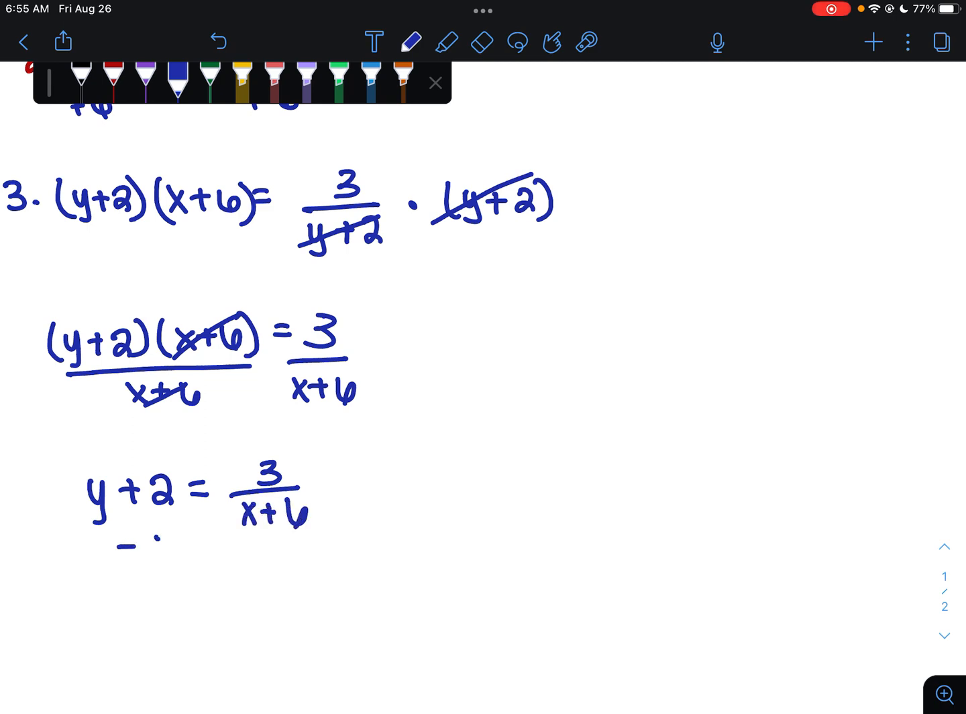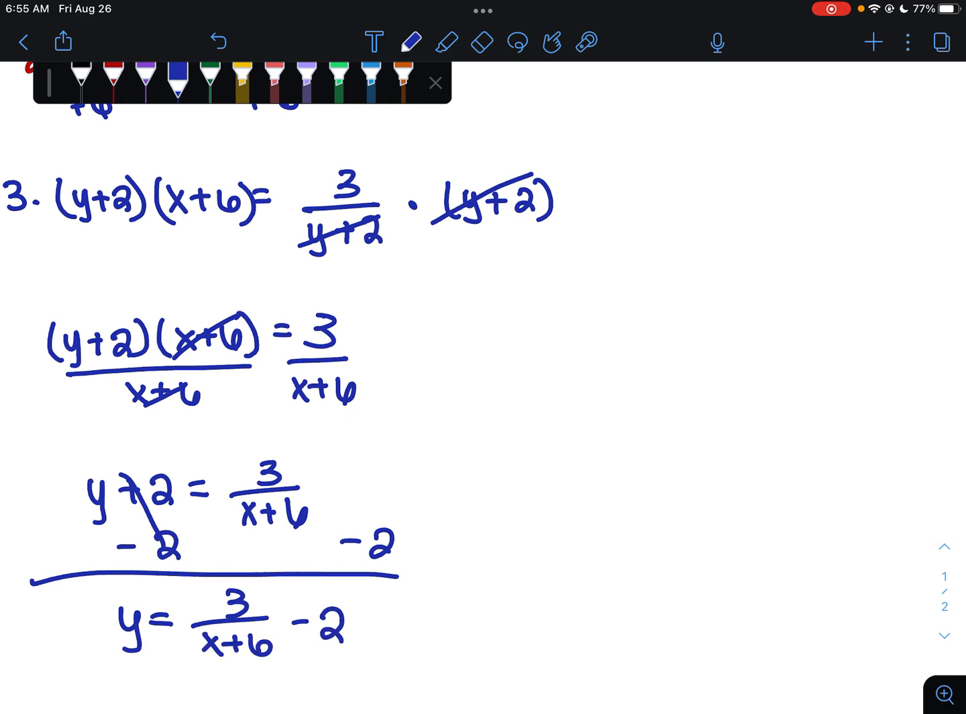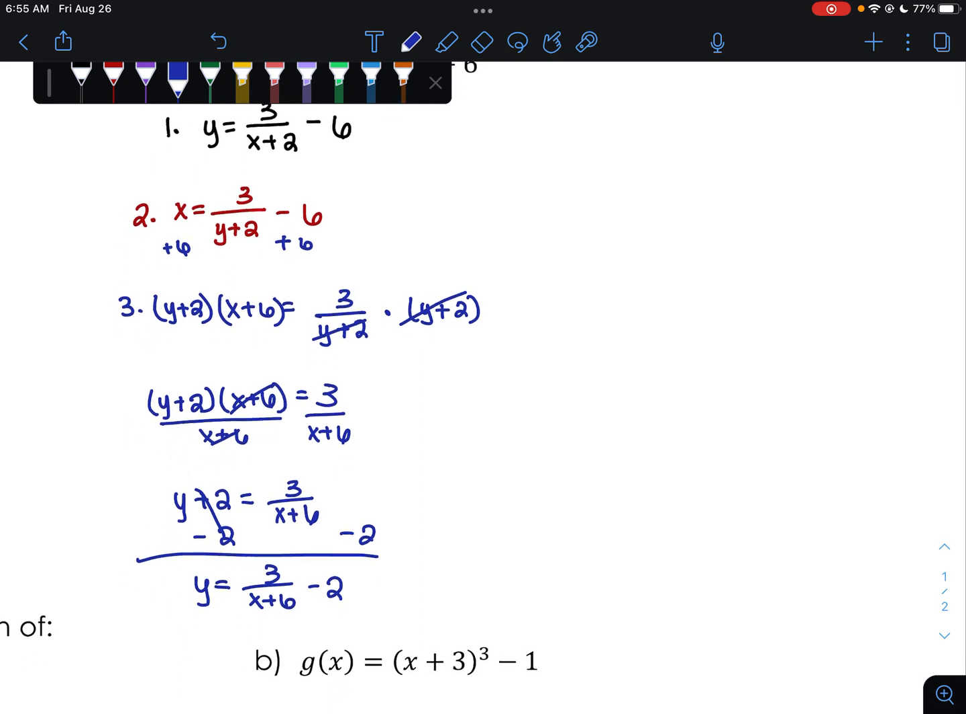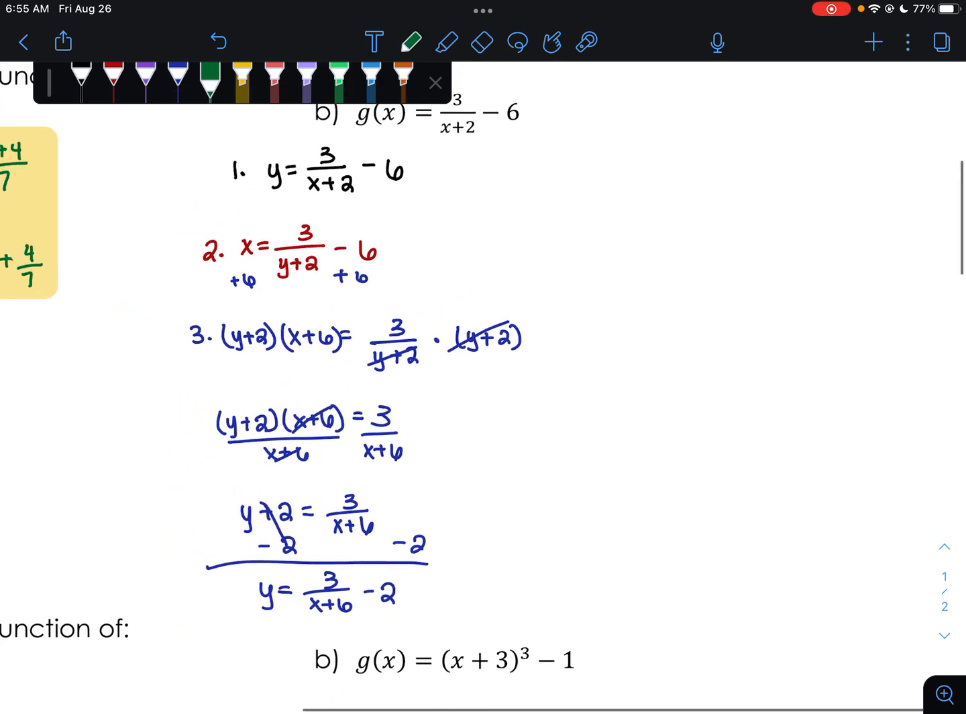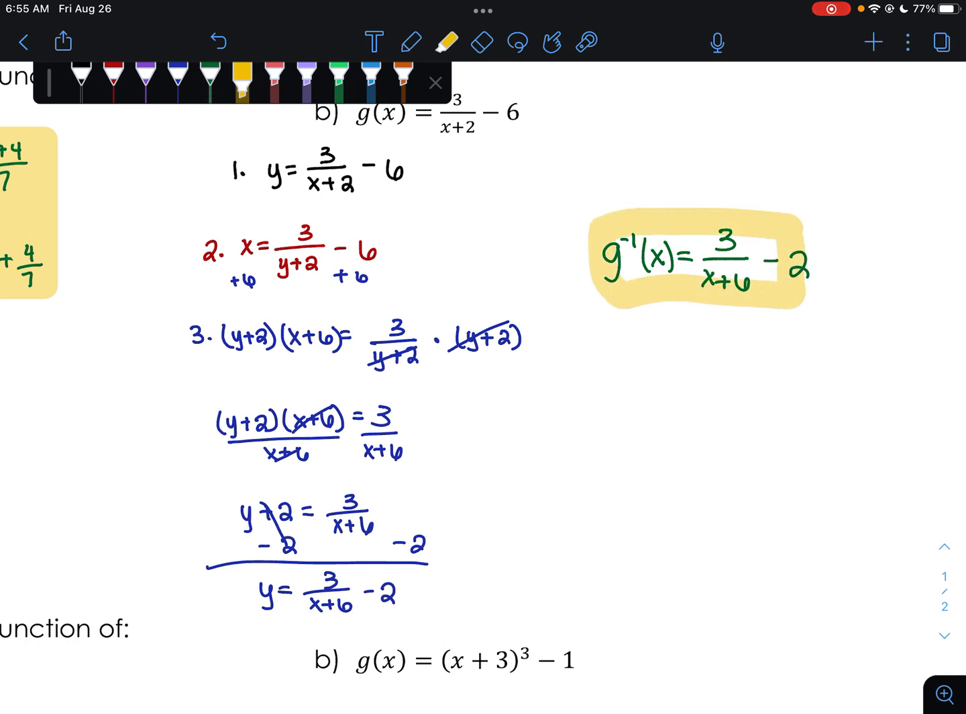Now I need to get y by itself, so I subtract 2 from both sides. So I get y equals 3 over x plus 6 minus 2. Now that I've solved for y, I can write it back in function notation, but remember we started with the g, so that would be g inverse of x equals 3 over x plus 6 minus 2. So this one you have to be careful to make sure that minus 2 doesn't go in that fraction because it's not part of the fraction.